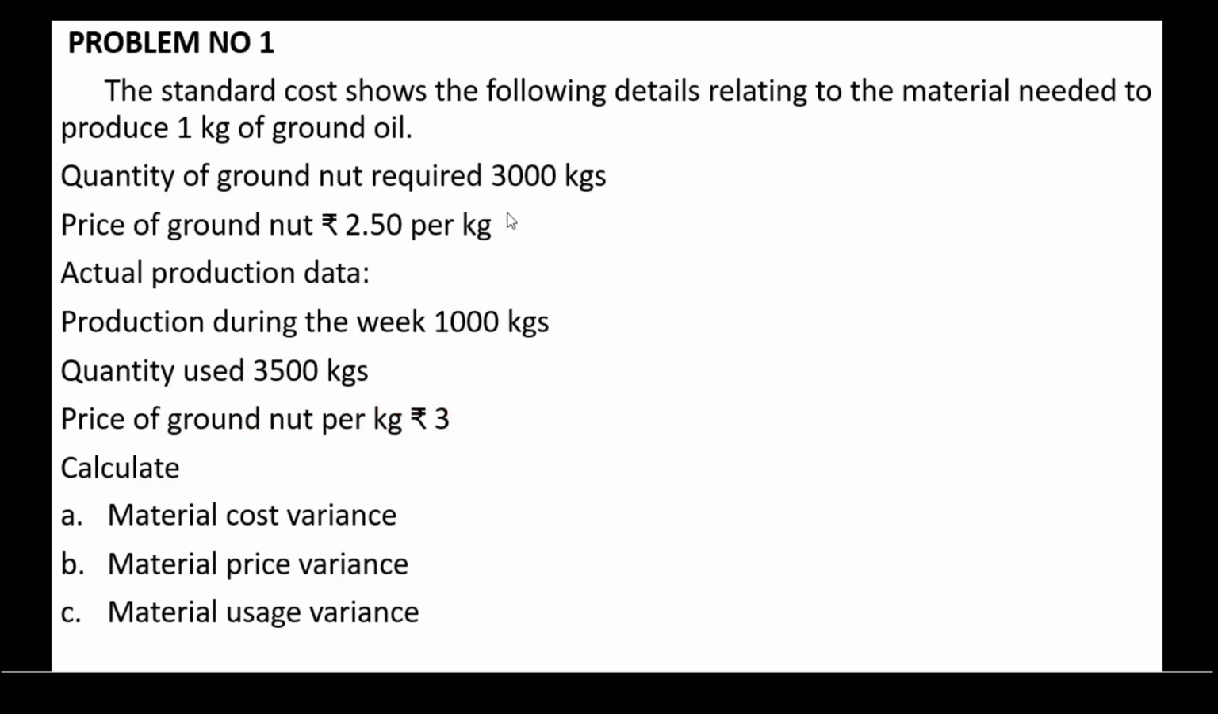So in this problem, 3000 kgs is the standard quantity and rupees 2.50 is the standard price, and the actual quantity is 3500 kgs and the actual price is rupees 3. Using all this information, you calculate material cost variance, material price variance and material usage variance. Let's see how to solve this problem.